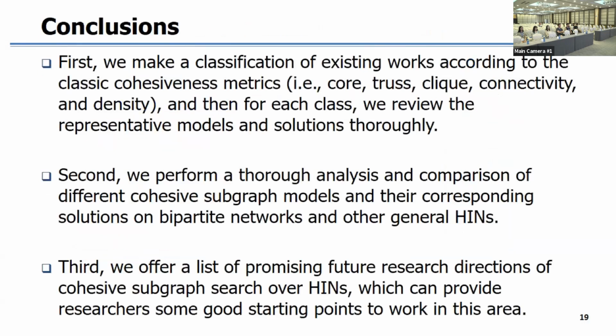As a conclusion, in this tutorial, first we make a classification of existing works according to the classic cohesiveness metrics such as core, truss, clique, connectivity, and density. And then for each class, we review the representative models and solutions thoroughly. Second, we perform a thorough analysis and comparison of different cohesive subgraph models and their corresponding solutions on bipartite networks and other general HINs. Third, we offer a list of promising future research directions of cohesive subgraph search on HINs, which can provide researchers some good starting point to work in this area.